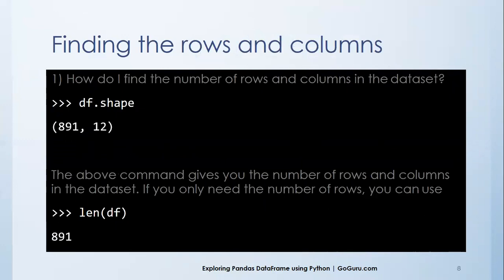So the first command that we are going to try out today is, what is the shape of our data? How does it look like? How many rows does it have? How many columns does it have? In order to do that, all you have to do is simply type in your object name, df.shape. It gives you the number of rows and columns. As we can clearly see, it says we have 891 rows and 12 columns. So this is what we get with df.shape.